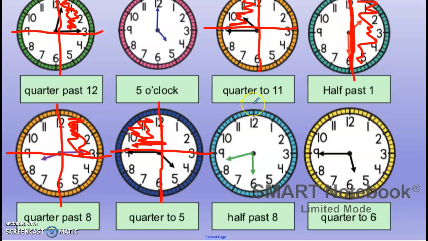Moving on to the teal clock. Okay, this one, again, I'm just going to divide it down the middle. And it's already passed all of, ooh, I went a little over. It's already passed all of this, so it's half past 8. It's half past 8 because it's not quite 9 o'clock yet.